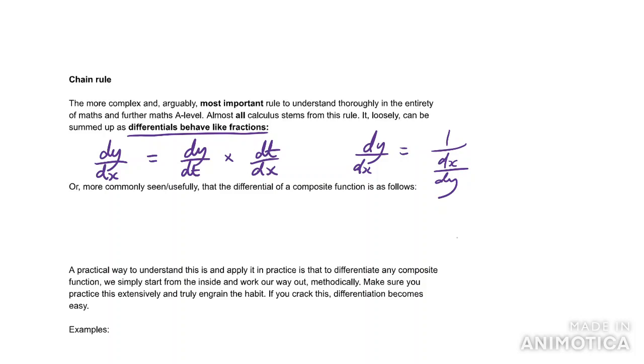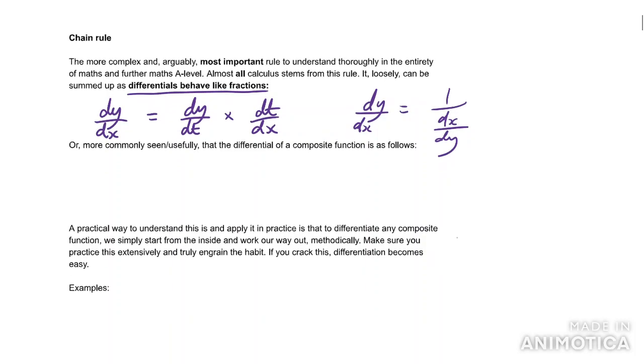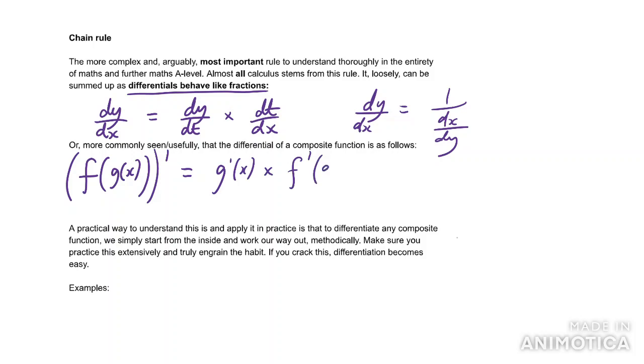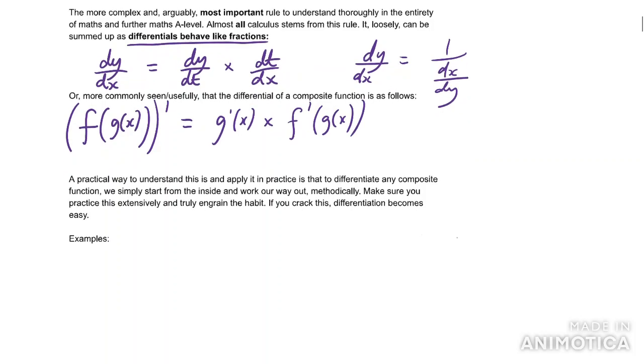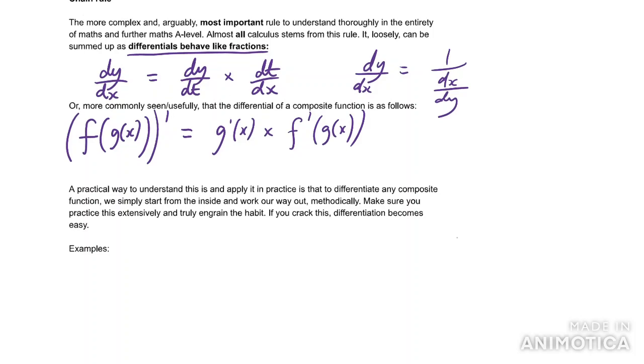And that's one version of the chain rule, but you'll more commonly see it in this form. If I have a function that is a composite function, e.g. f of g of x, then to differentiate this whole thing, the resultant function will be g dash x times f dash of g of x. Now, that probably looks quite confusing, but the actual practical way to deal with this is extremely simple.